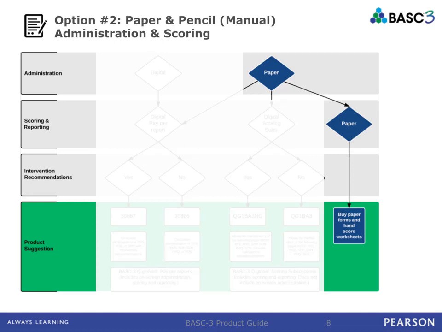Other than looking up interventions in the BASC guides yourself or using other materials, there are no intervention recommendations available with this option, i.e., all you will do is calculate your scores by hand and then interpret them on your own.